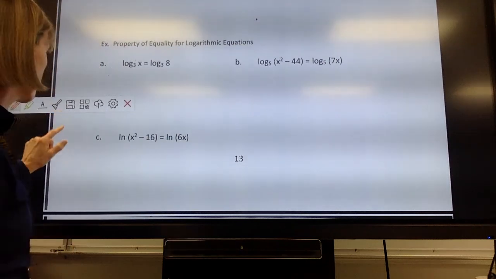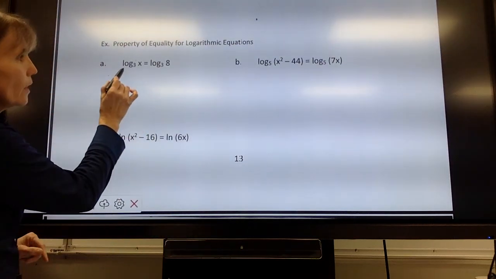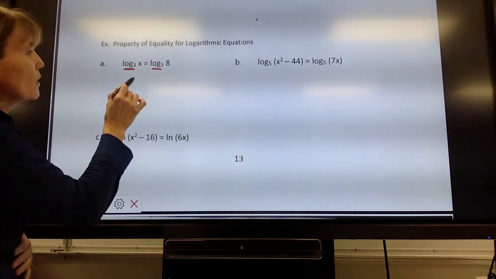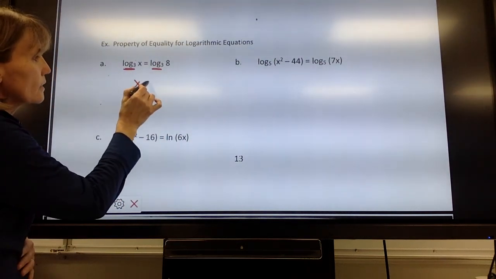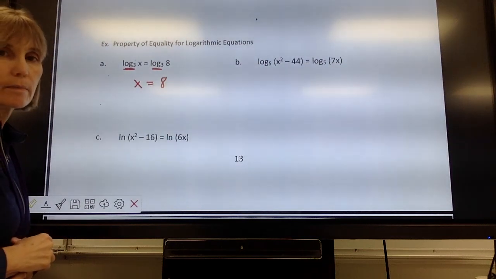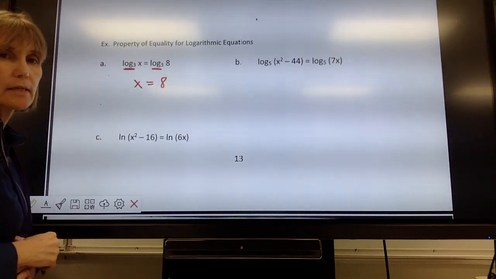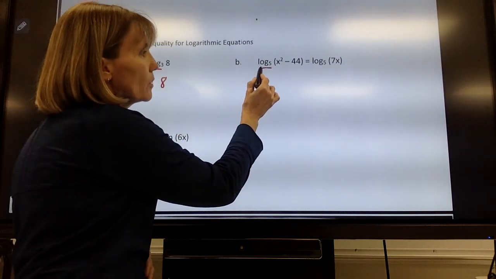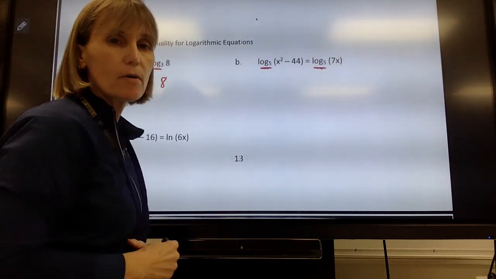Well, when it comes to a log equation, when we have a common log base, so we have log base 3 on both sides, we can take this portion, this x, and set it equal to 8. X has got to be equal to 8. And there's nothing to solve there because x is already by itself. Over on example B, we've got a common log. We've got log base 5 on both sides.